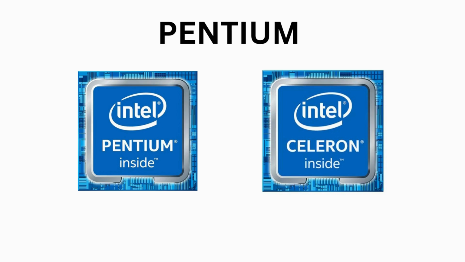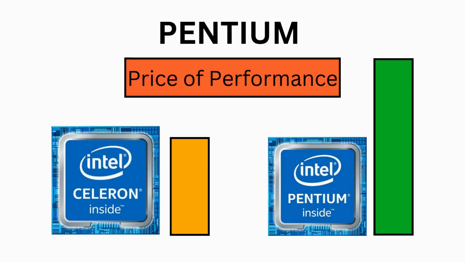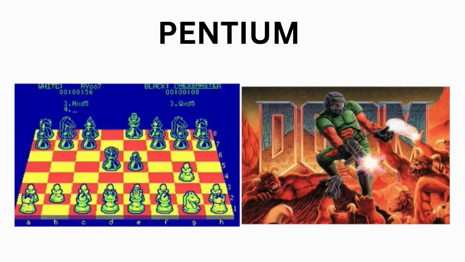Intel Pentium was basically the same as Intel Celeron. They both were weak and got discontinued in 2023, but the difference is Pentium was slightly stronger and more expensive than Celeron, so you could open more browser tabs or run simple Office apps more smoothly. It could even handle some games like chess in the classic Doom game.